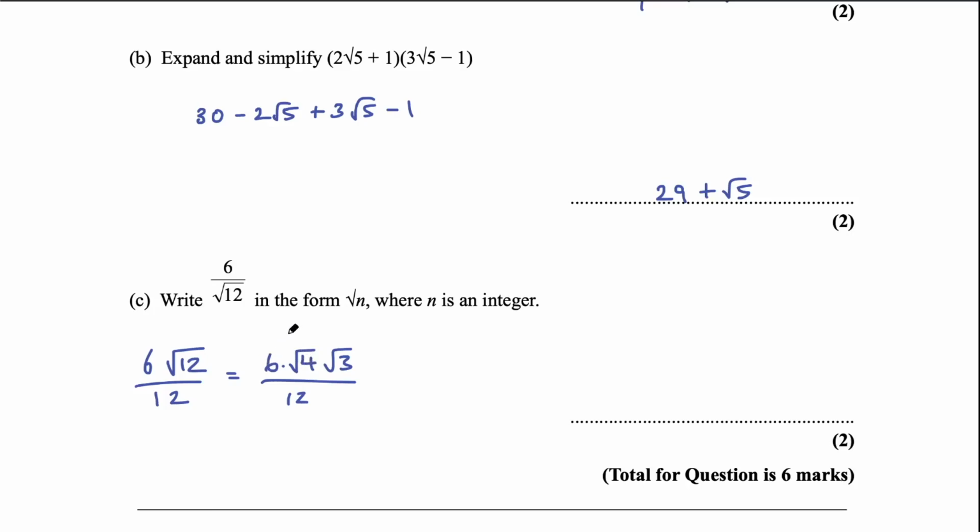2 times 6 is 12. So that would make 12 there. And then that 12 will cancel with the 12 on the bottom line. So all we're going to be left with is root 3. So the final answer there is root 3 for 2 marks.